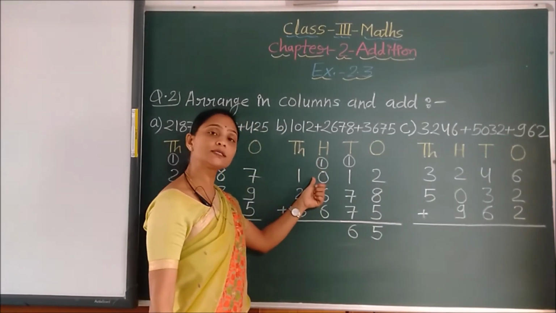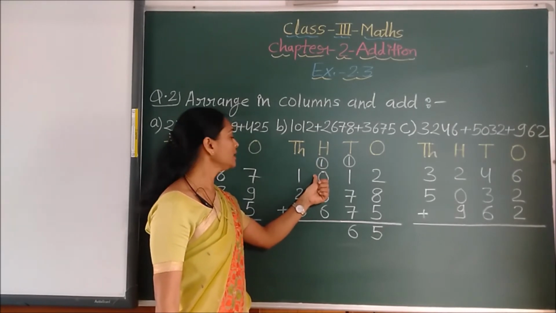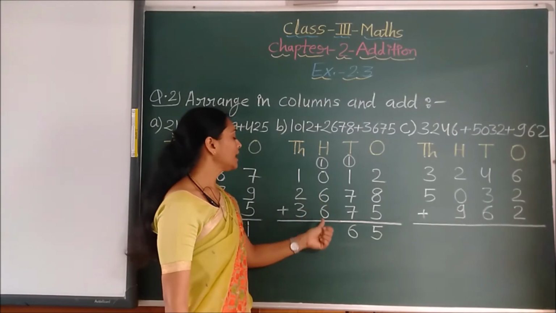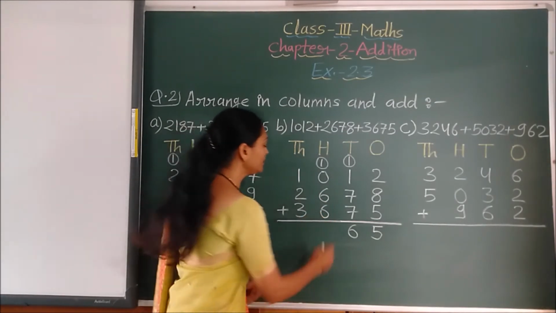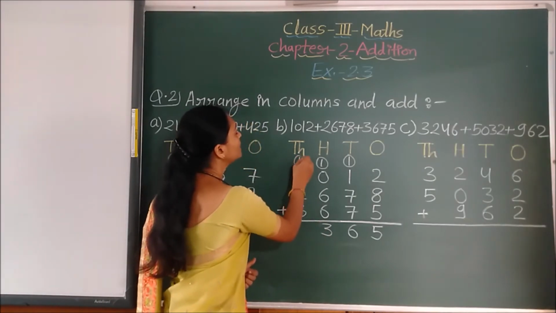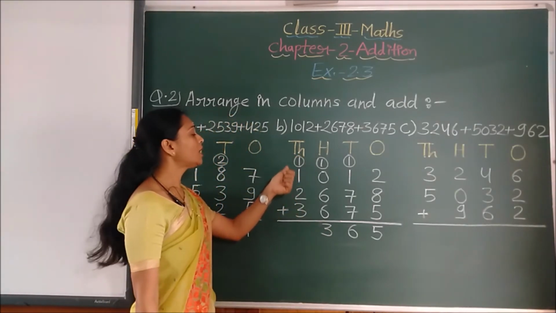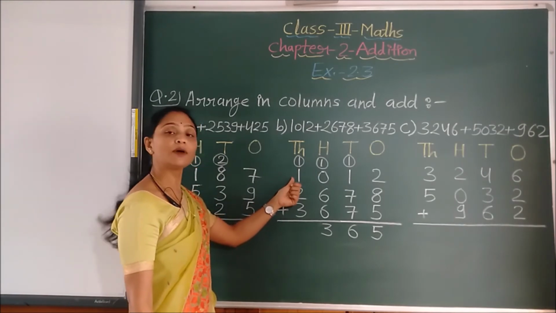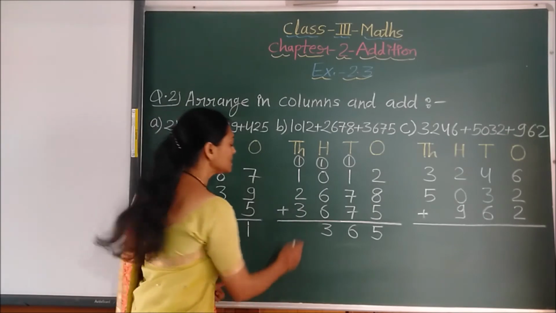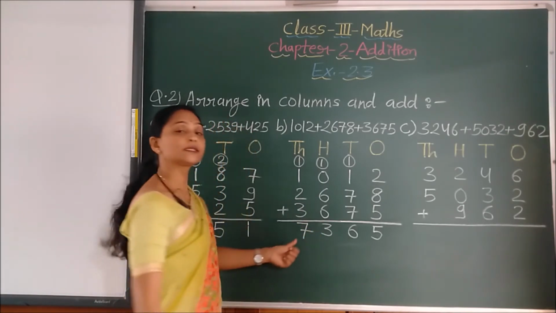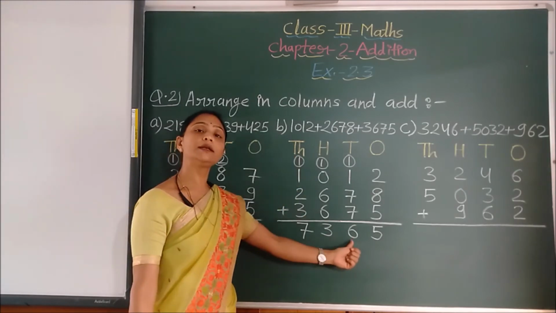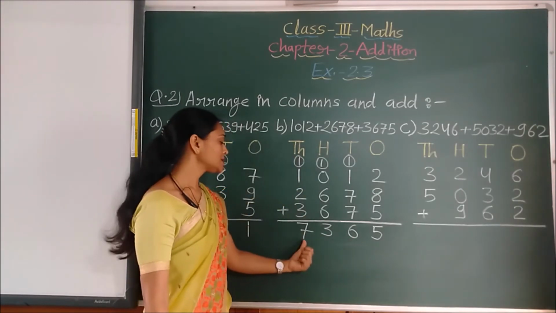Now 1 plus 0, 1, and then 1 plus 6, 7, and 7 plus 6, 13. So here we have to write this 3 and 1 carry over on thousands place. Now 1 plus 1, 2. 2 plus 2, 4, and 4 plus 3, 7. So we got here 7. So read this number, see, 7,365.